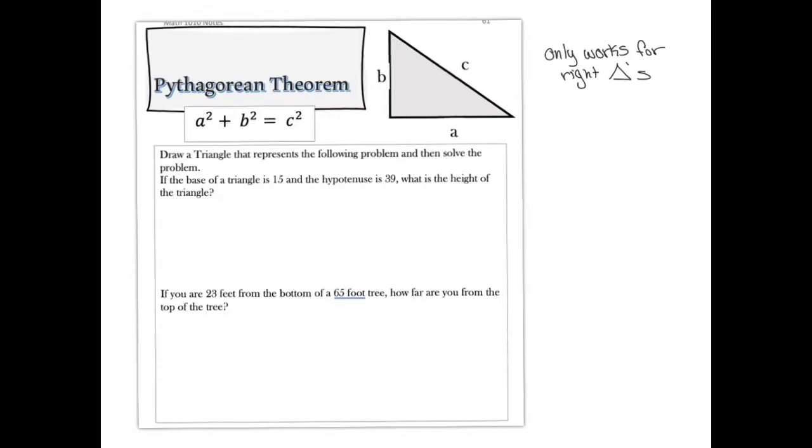Okay. So, on this one it says, draw a triangle that represents the following problem and then solve the problem. If the base of the triangle is 15 and the hypotenuse is 39, what is the height of the triangle? So if we draw a right triangle here, then we have the base is 15, and using the word hypotenuse indicates right triangle because right triangles are the only ones that have a hypotenuse. And so we've got that, and then the hypotenuse is the long side, that's C.